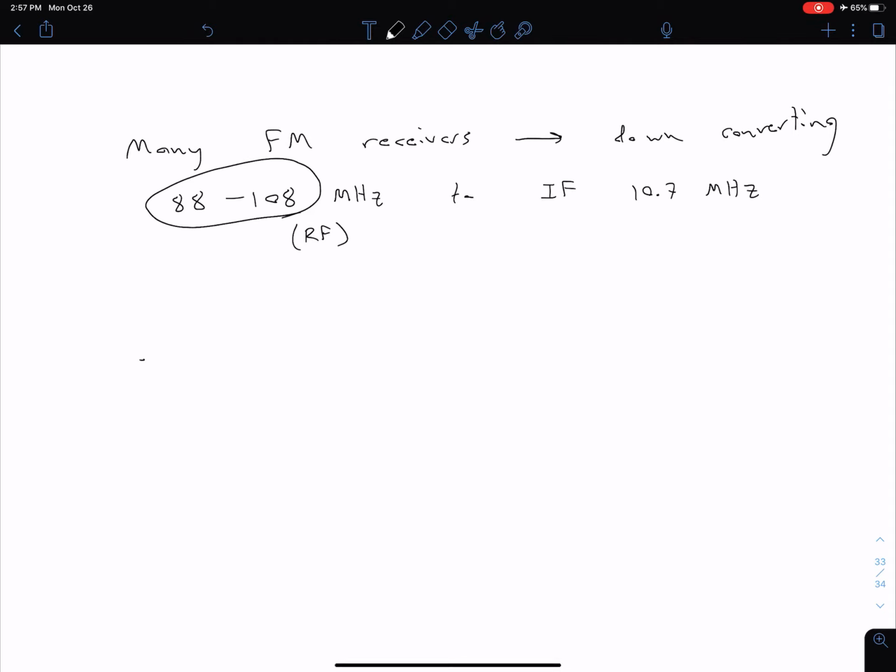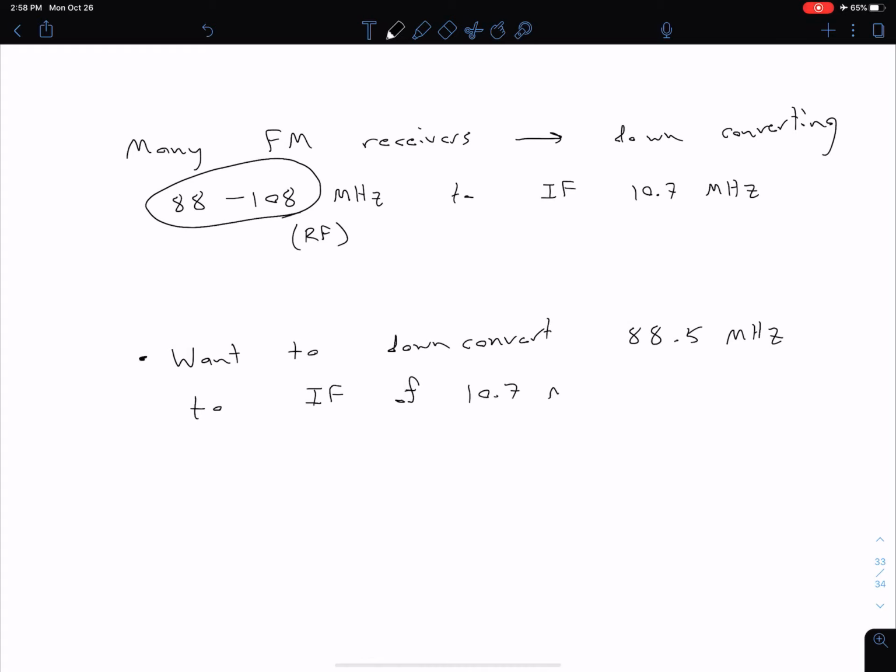Let's say we want to down convert some particular signal. We want to down convert an 88.5 megahertz signal to the intermediate frequency of 10.7 megahertz that we mentioned above. And let's say we want to do this using low side down conversion. With all of that in mind, the question then becomes, what local oscillator frequency should we use?